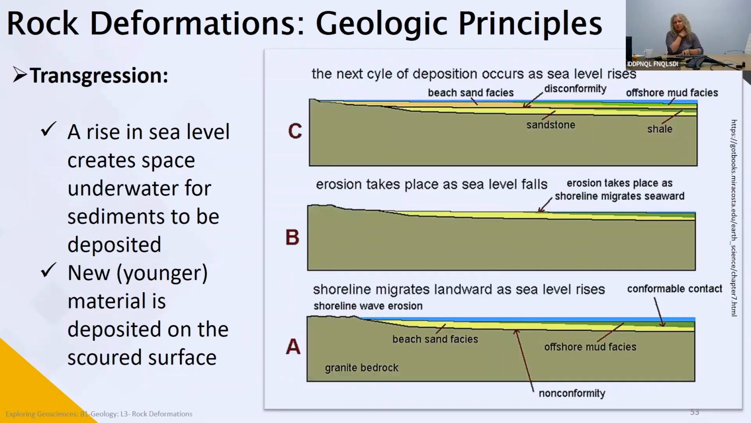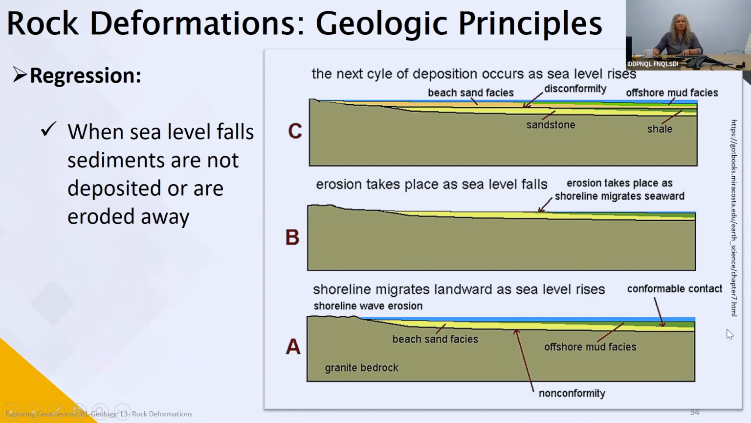Here is the principle of the transgression. Transgression happens when there's a rise in sea level, so it creates a space underwater for sediments to be deposited. Any younger or new material is deposited on the scoured surface. And this can be seen also with unconformities, different kinds of unconformities. The opposite is called the regression, and that's when the sea level falls and during that time, the sediments are not deposited or are eroded away.